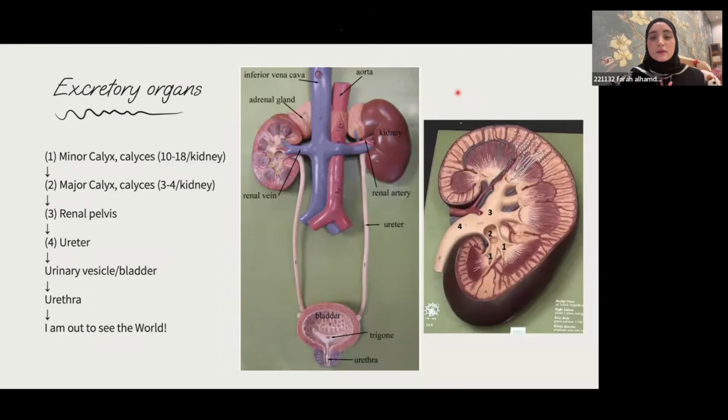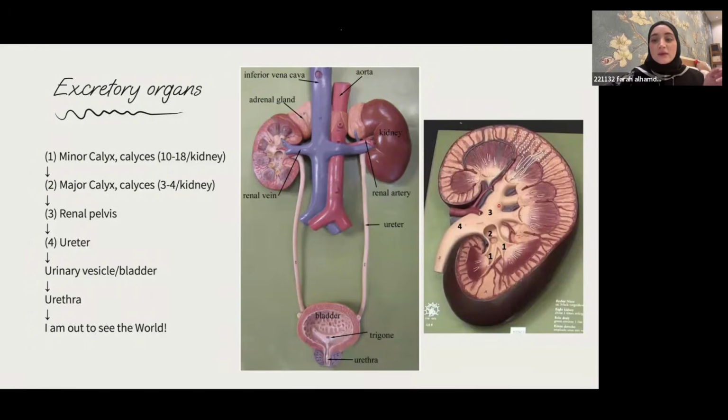Here we have the excretory organs, or the macroscopic flow of urine of the urinary system. We finished from the kidney. The urine was made, the urine was transported, all that big story. Now we need to transport it from the minor calyx to the major calyx and to the outside world. This is the cascade of how the urine flows. First, the minor calyces: we have around 10 to 18 per kidney. In this figure you can see around 6, but there's 10 to 18 per kidney. We have 2 kidneys.